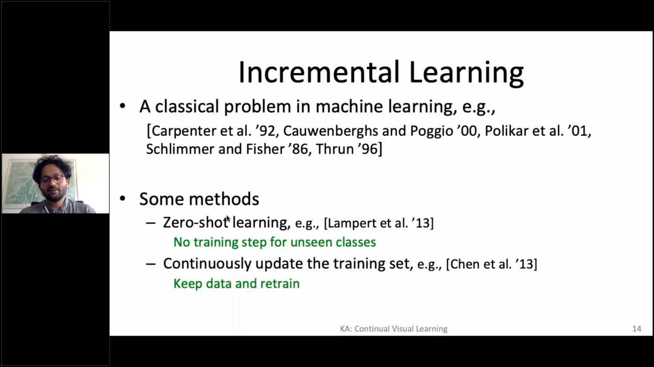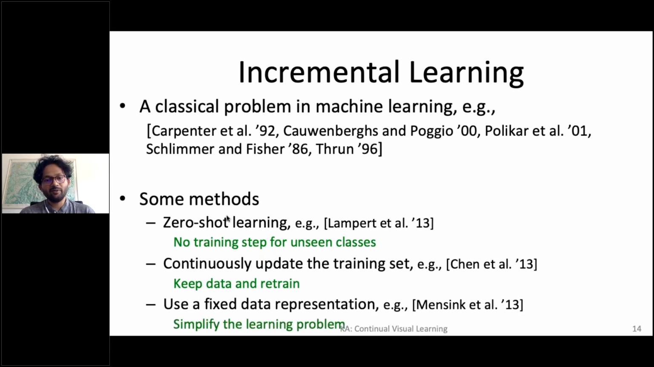Another group of works uses the simple idea where you want to continuously update the model by updating the training set. Okay, so what we want to do here is keep the data. So essentially you saw data for the first task, and now you want to keep this data, and whenever you get data from task 2, you train the model jointly on both of these tasks, and then you continuously do that. So this is another way of dealing with this problem.